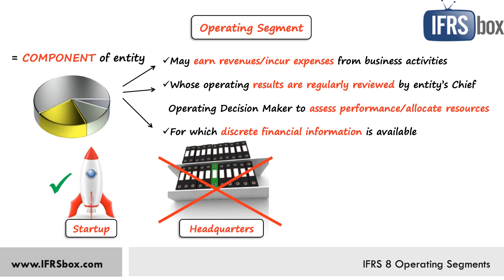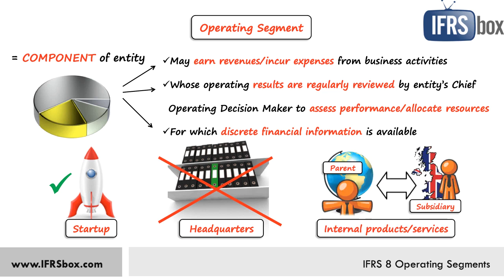Now, the segment might not necessarily earn revenues from external customers, and therefore even if the segment provides only services to other segments of the company or makes products for other segments of the entity, it is still an operating segment. A typical example is when a parent has a subsidiary in some country and that subsidiary makes some products and sells them fully to the parent company.